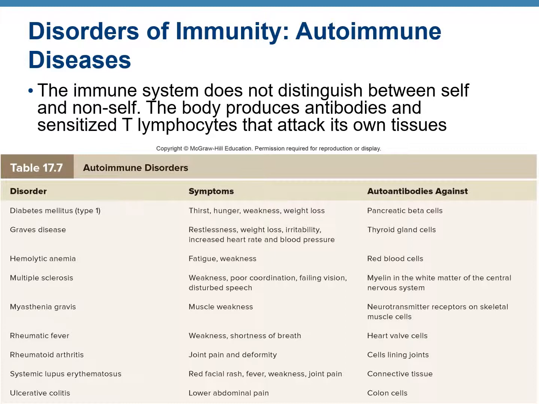For example, if you see hemolytic anemia, the symptoms would be fatigue and weakness. Here the autoantibodies would destroy your own red blood cells. Or rheumatic fever, where the autoantibodies would attack the heart valve cells. Ulcerative colitis, where the autoantibodies would be against the colon cells.